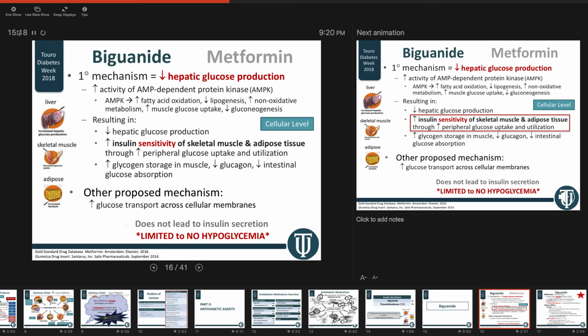Other than that, metformin also acts on the cell membranes by having more glucose being transported into the cell. That means there will be fewer glucose molecules floating around in the blood. The great thing about metformin is that it does not lead to insulin secretion. So that means when a patient takes this medication, we would expect limited to no hypoglycemia. So this is very important.